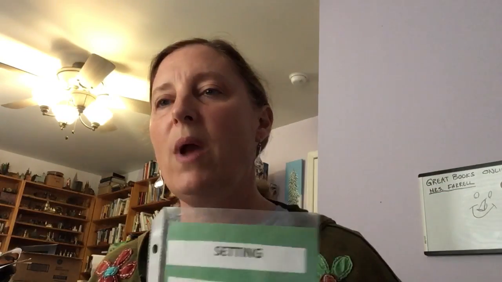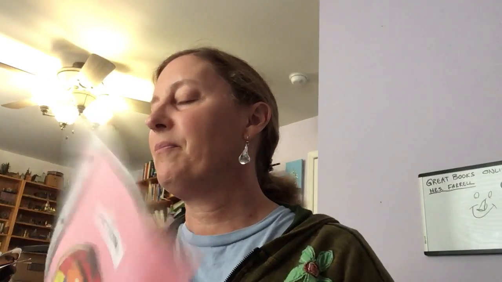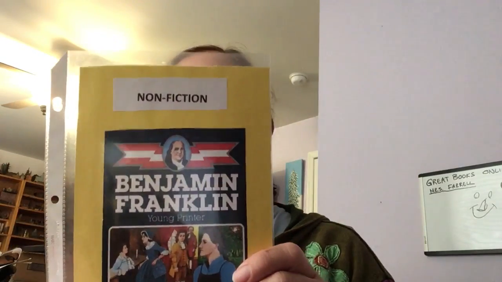Title, the name of the book. Author, the person who writes the words. Illustrator, the person who draws the pictures. Setting, where and when the story takes place. Characters, the people or animals in the book. Fiction, pretend. Nonfiction, true. Conflict, the problem in the book.